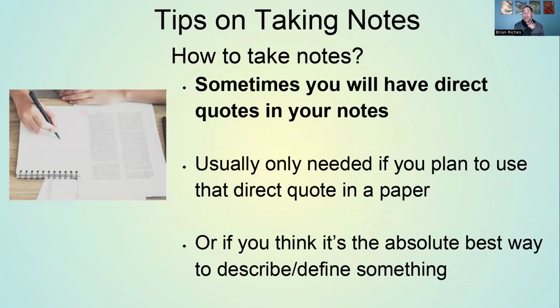Sometimes you will have direct quotes in your notes. That can be good if you plan to use that direct quote in your paper. But only include that if you think it's the best way to describe or define something. Most of your research papers that I'm looking for are paraphrasing. You talking about the research in your own words. What do you understand now? How did you put the ideas from multiple research papers together? How do you understand this concept in your own words? That's mostly what I'm looking for. But for things like definitions or really clear descriptions, you might want to put quotes into your notes, but usually you don't need those quotes.